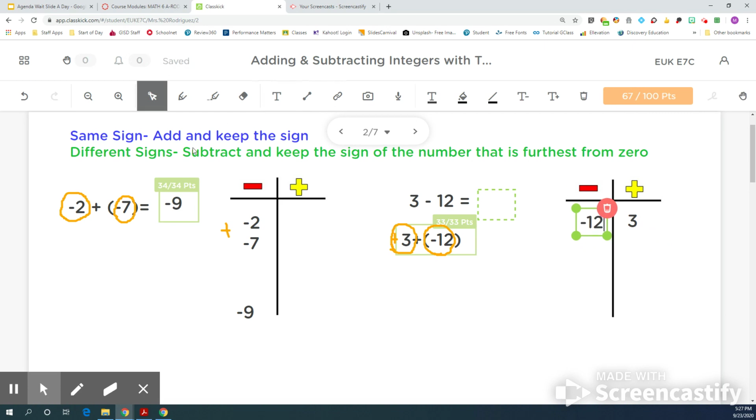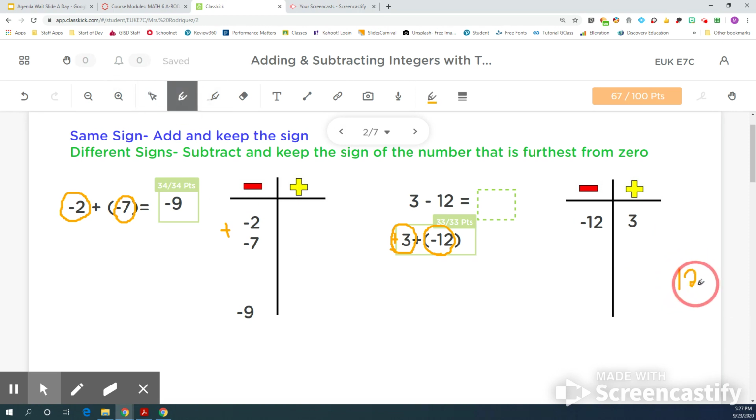Now, remember, if they are on different sides, this means they are different signs, and we're going to subtract and keep the sign of the number that's furthest from 0. So we're basically going to subtract as if they were normal positive numbers. So 12 minus 3, that's going to be 9.